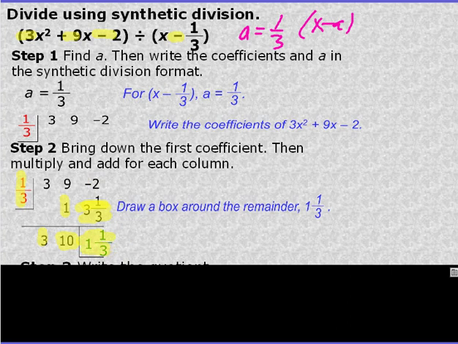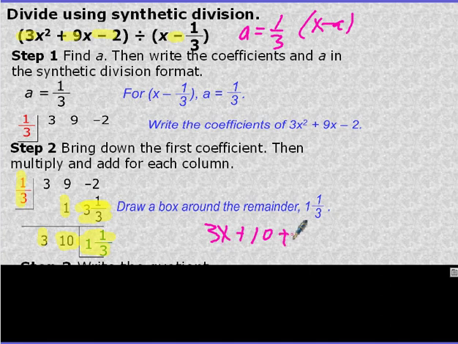And then how are we going to write this? We kind of go from right to left. Our 10 is our constant. Our 3 goes in front of our next term, which would be x to the first power, so it's 3x plus 10, and this is our remainder.